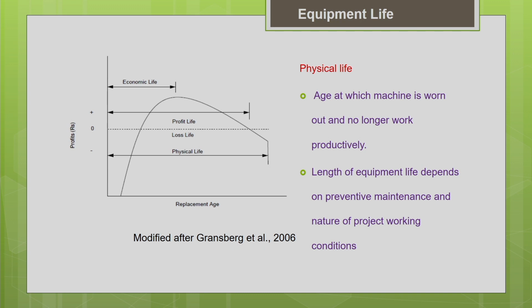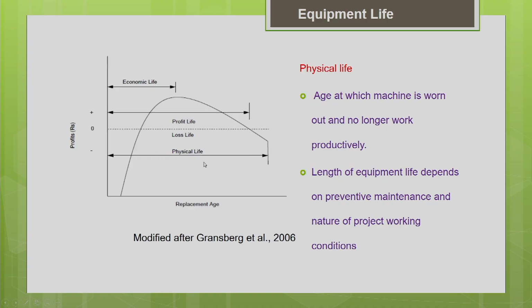There are different ways to define the equipment life. This graph shows you a pictorial presentation of the equipment life. You have the replacement age on the x axis and the profit on the y axis. You can see that this is the physical life of the machine. Physical life refers to the entire life of the machine. That means it is the period between the moment you purchase the machine and the moment you abandon, scrap or replace your old machine with a new machine. Okay. So, that is the physical life of the machine.